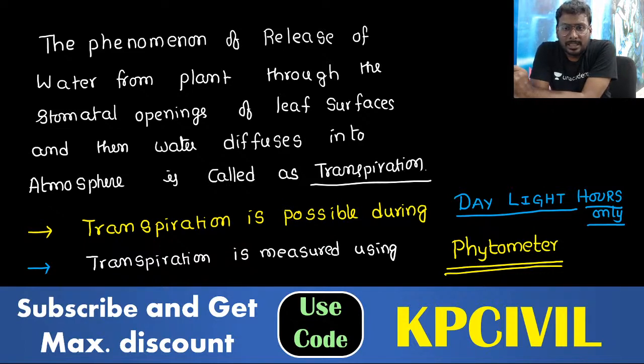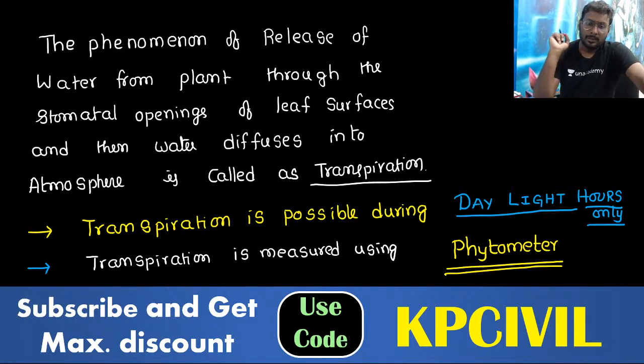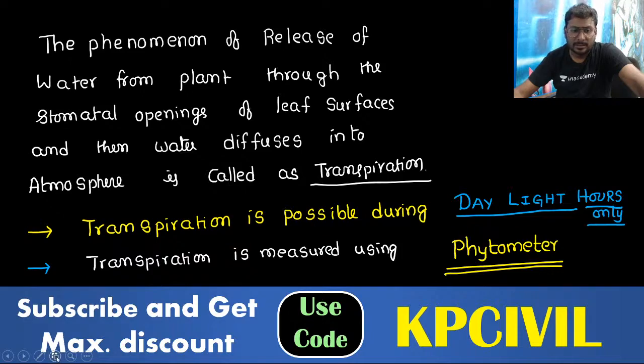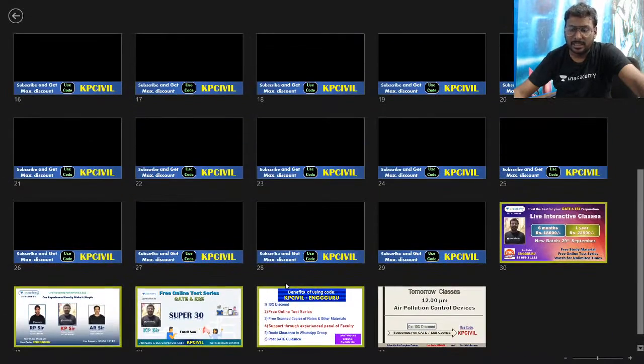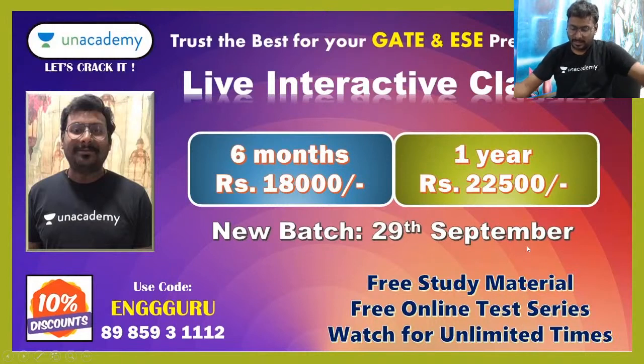Clear? The release of water from the plant through the leaf stomata is called transpiration, and it is possible only during daylight hours and measured using phytometer. These 3 points are more than enough. And regarding evapotranspiration, we'll discuss in the next session. The next session will be on Thursday, followed by infiltration also.